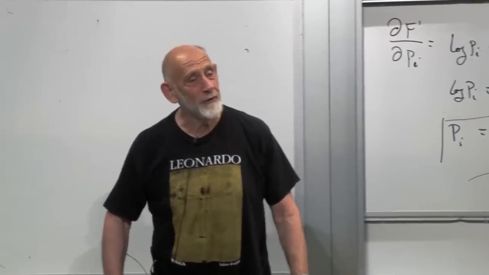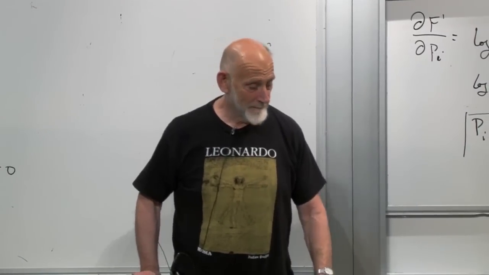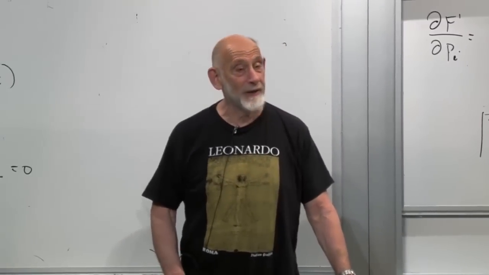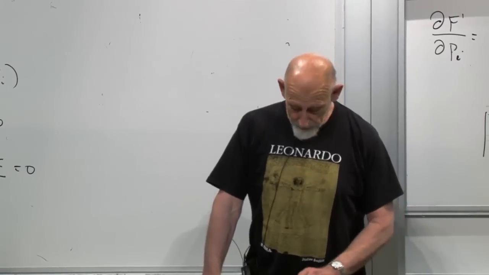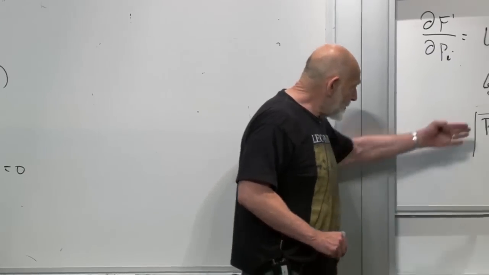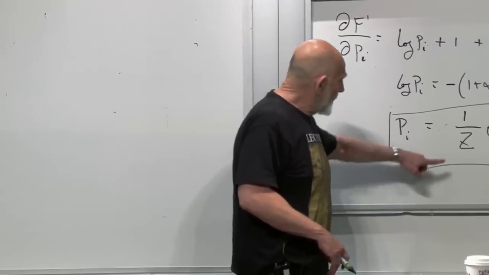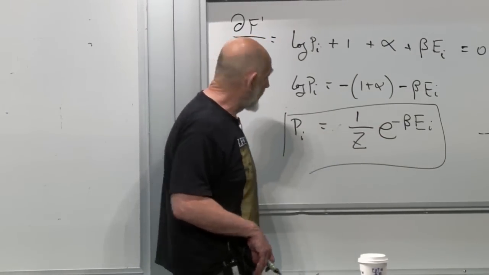What is its real significance? Inverse temperature. Beta is the inverse temperature, but how the hell do we prove that? We already have a definition of temperature. I'll remind you when we get to it what the definition of temperature is. But here's our probabilities in terms of two parameters. One is z, and one is beta, the two Lagrange multipliers.